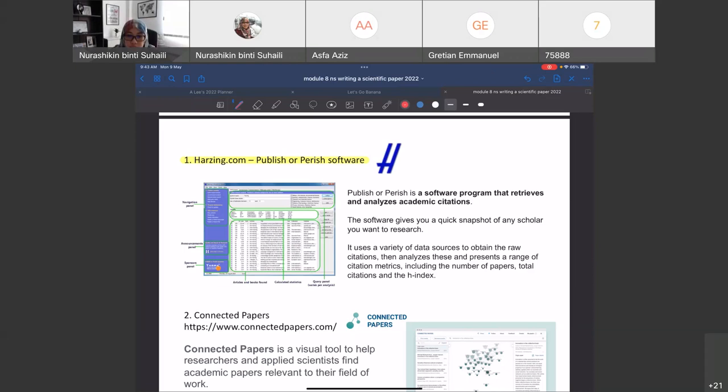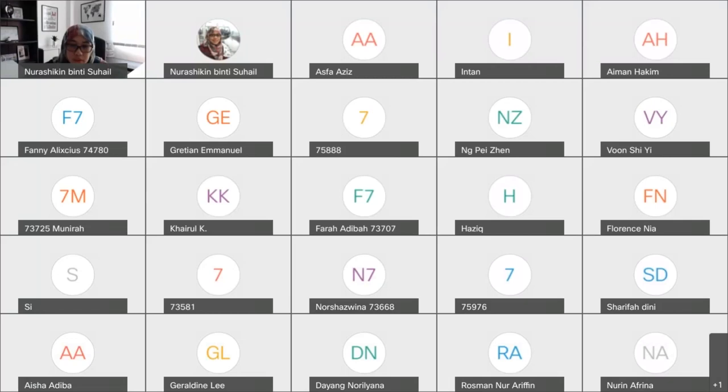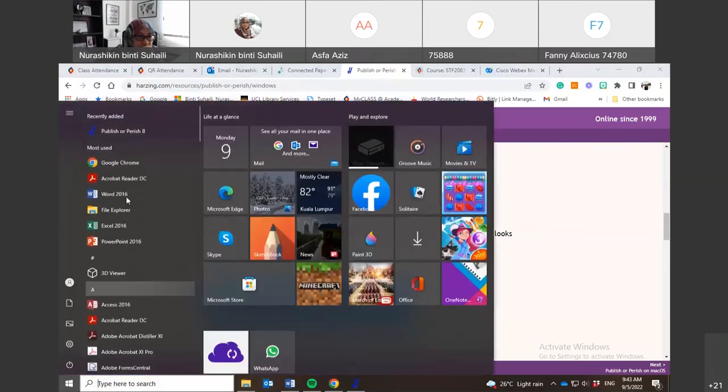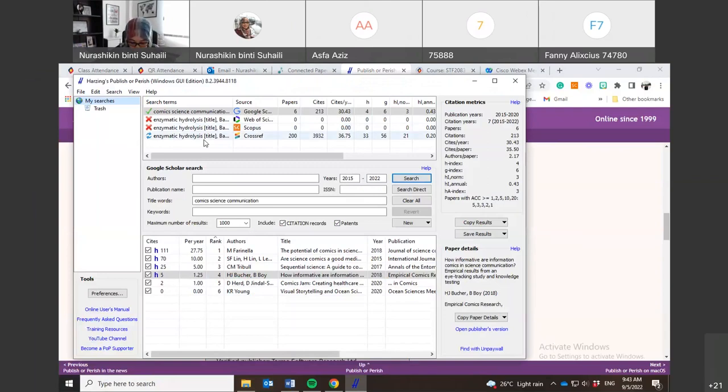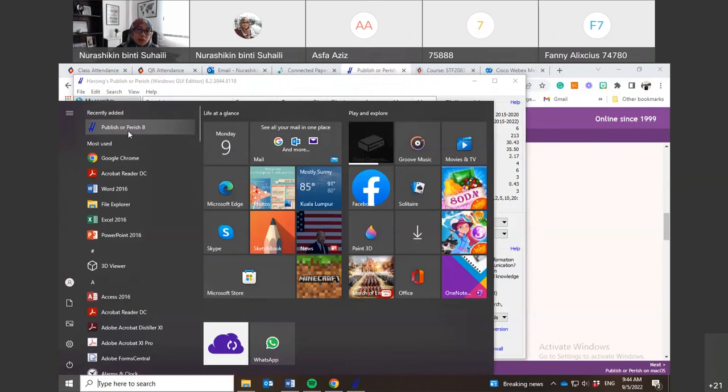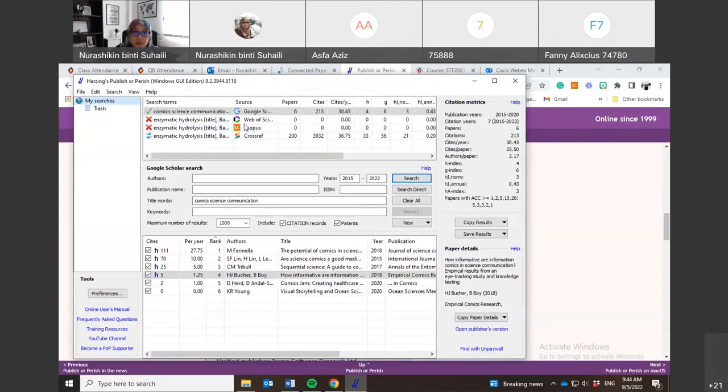Okay, let me show you on the computer. Okay, we are about to finish, so bear with me. Okay, let's see how it works, because I already have Publish or Perish on my laptop. Okay. So this is how it looks. Once you have downloaded it onto your computer, when you click it, this is the interface. So how to use this?